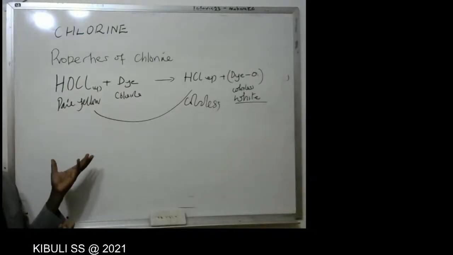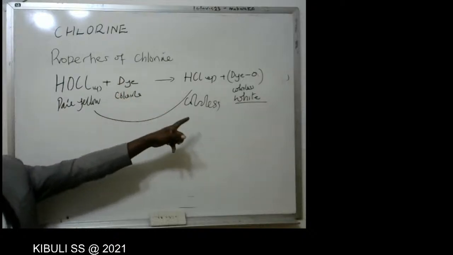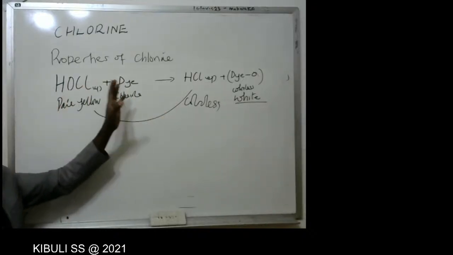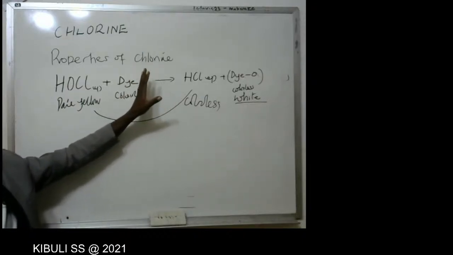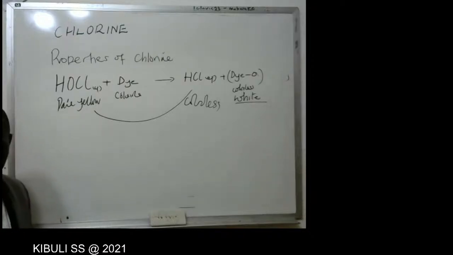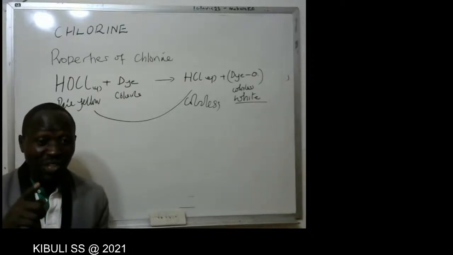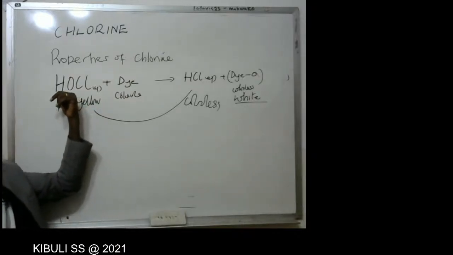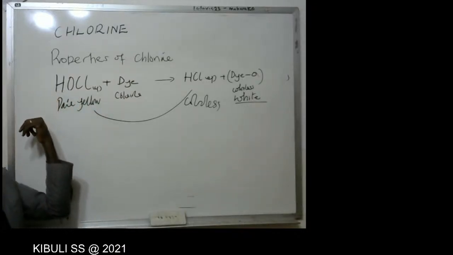So observation. What happens to the dye? The dye turns what? Colorless. What happens to the pale yellow solution? The pale yellow solution also turns colorless. So this is a bleaching action. That's why we use jik in removing stains, because jik has almost the same behavior as hypochlorous acid, which is what jik is in the chemical reactions that are coming under chlorine.